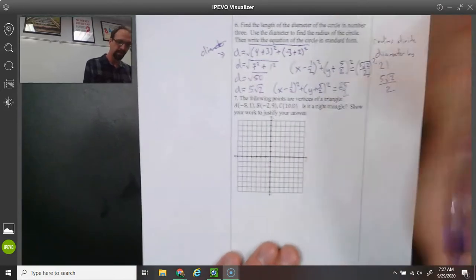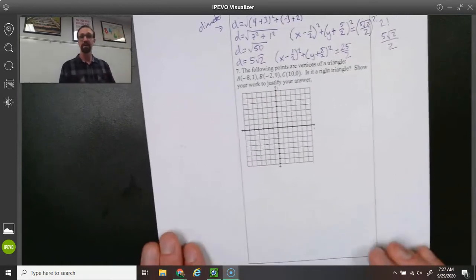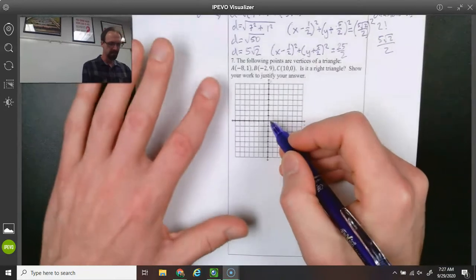25/2. Done with that one. Number 7, the following points are vertices of a triangle. Is it a right triangle? Then show your work to justify your answer. There's going to be a couple ways that we can do to figure this problem out.